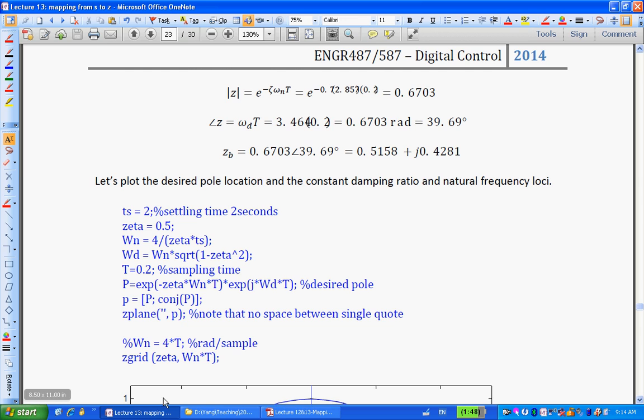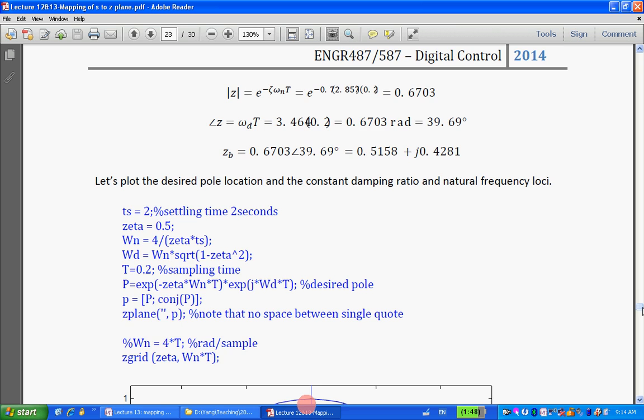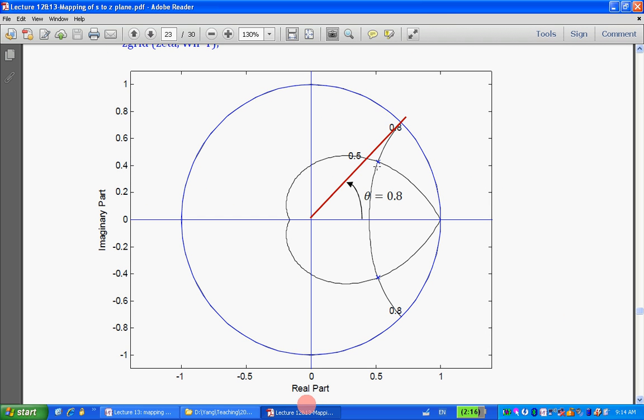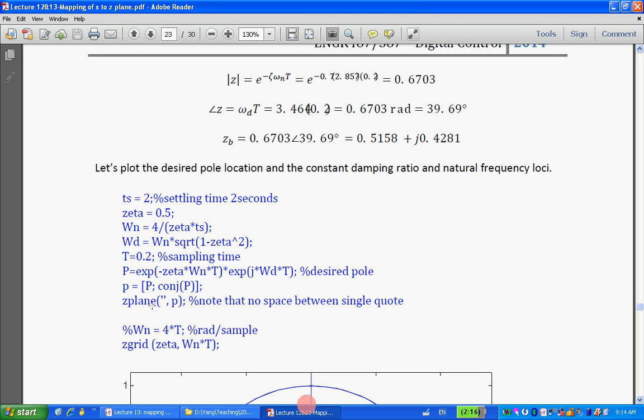So what is P? P equals e to the power of negative zeta omega n plus or minus j omega d. Based on your zeta and your omega n or omega d, you calculate this capital P, the desired pole location. That pole location is the intersection of this curve and this curve here.